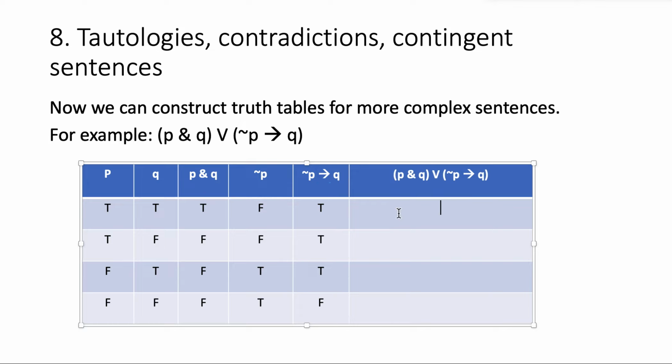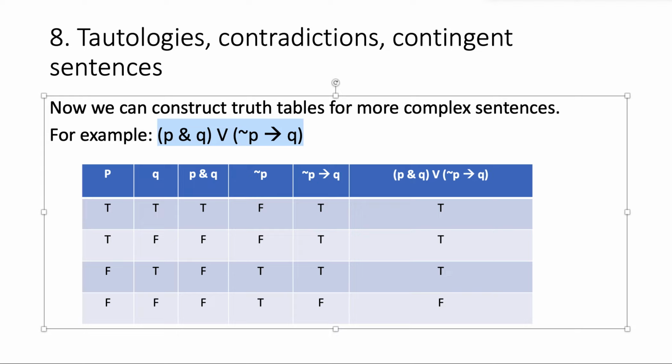So here, row 1, I have true, true. So this disjunction is going to be true. Here I have false, true. That's going to be true. False, true, true. False, false, false. Okay. So we've filled out a truth table for this sentence.